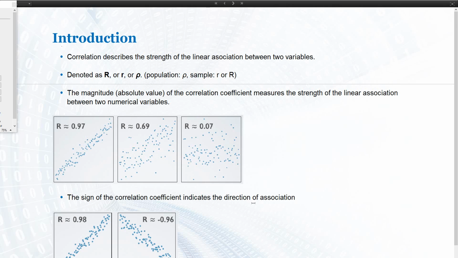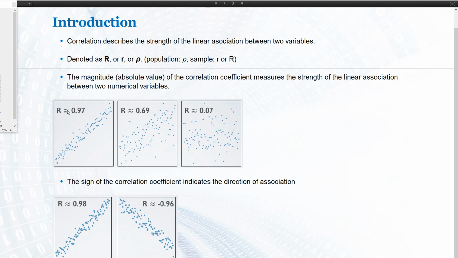The R value is always between plus and minus 1. And minus means anti-correlation, like here on the bottom right. That's the direction of the association, and positive is an increase here. So a positive delta X means a positive delta Y.